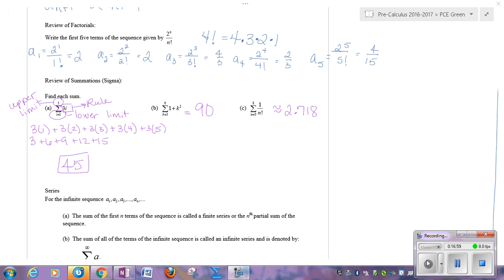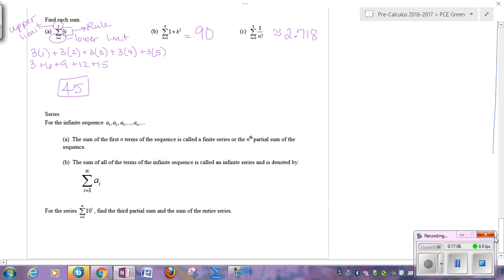All right, let's wrap this up with series. So at the bottom here we have, for an infinite sequence, that means that there's no end to the sequence, it just continues on. The sum of the first n terms is called a finite series. So if I say, all right, I only want the first 10 terms, then now you're putting an end to it, so that would be finite. It's sometimes referred to as the nth partial sum. So I might say find the 10th partial sum. You're looking for the sum of the first 10 numbers.